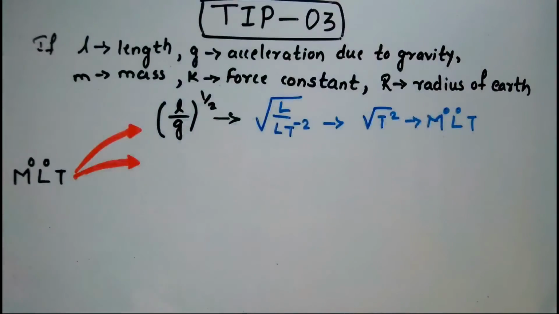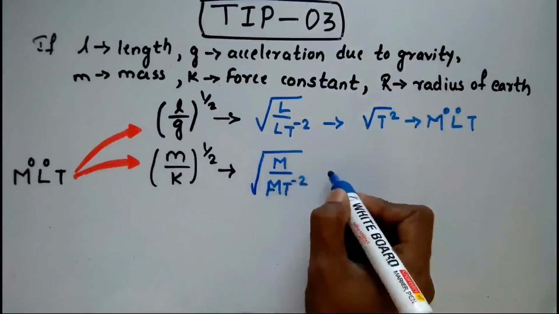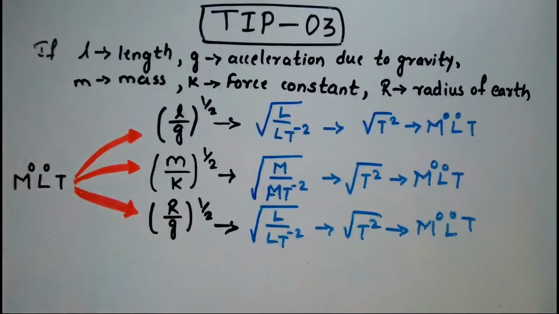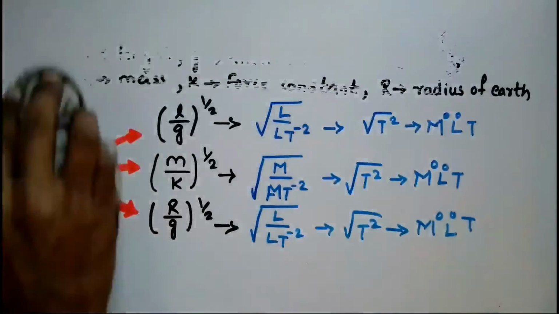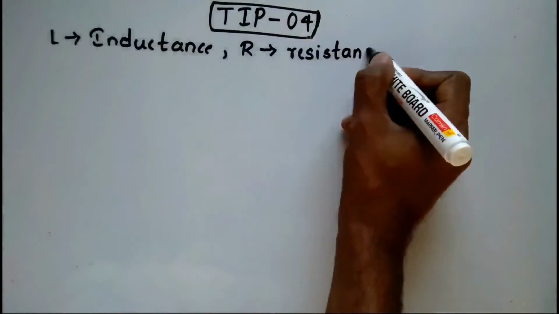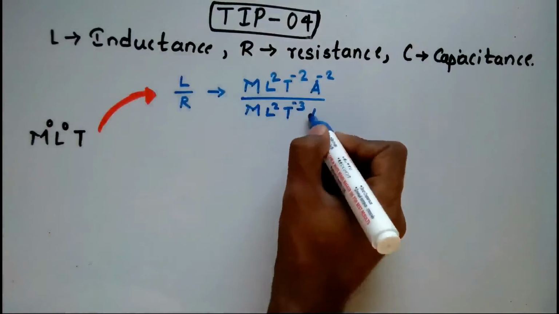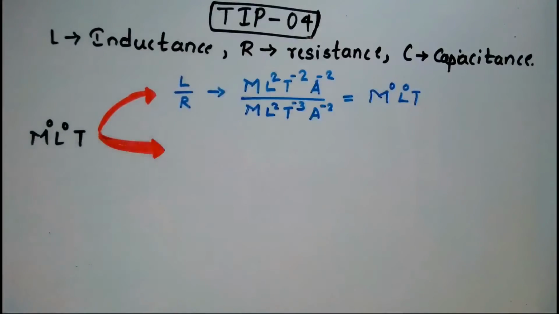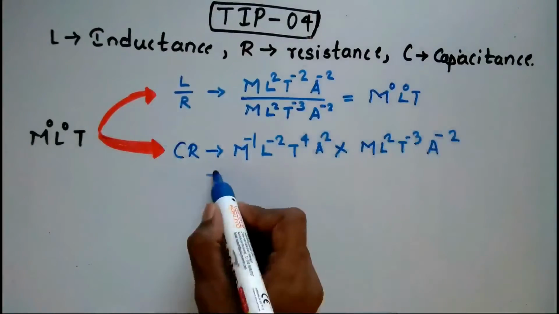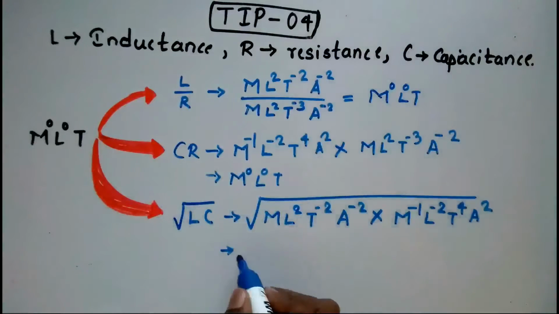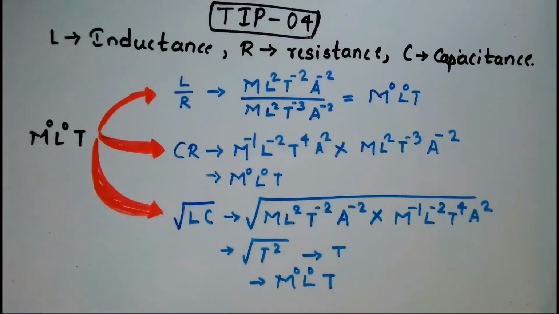Here are some of the dimensional equations that have the dimension M0 L0 T. Pause the video and go through them. And tip number 4: L is inductance, R resistance, C capacitance. The dimension M0 L0 T corresponds to these three physical quantities or dimensional equations.